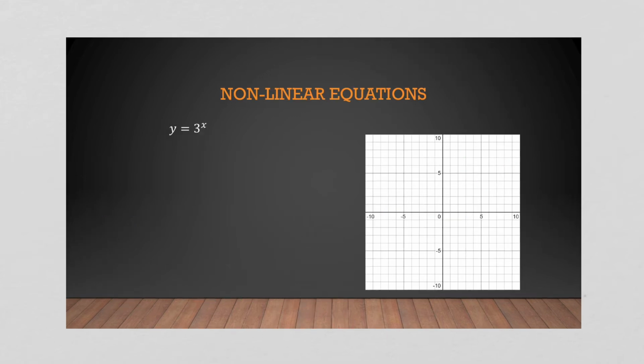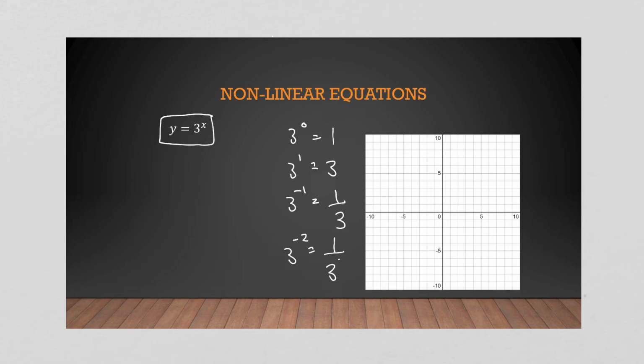So let's look at one more here. We have y equals 3 to the power x. So this is what we call an exponential. Again, if you look at this equation, there is no value of x that will ever give you 0, because when x is 0, we get 1. If x is 1, we start to get powers of 3. And if x is negative 1, that means 1 over 3. Or negative 2, that means 1 over 3 squared.